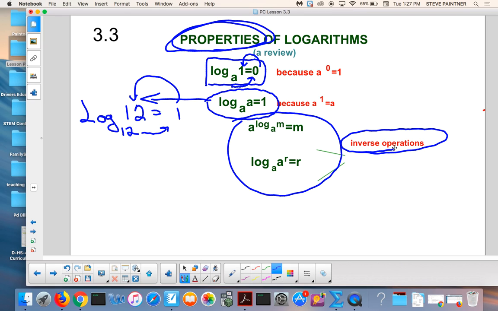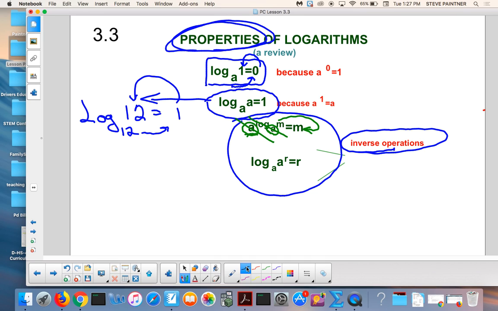And because of this, there's these inverse properties, which says if you have exponential base A raised to a power that happens to be a log, and it's base A, what we can do is cross them out because they're inverses. The answer is what? M. That's what it is.